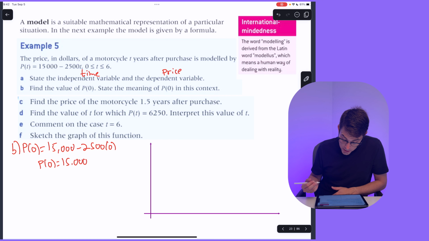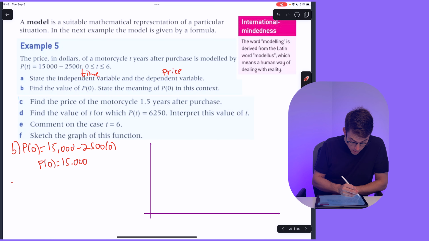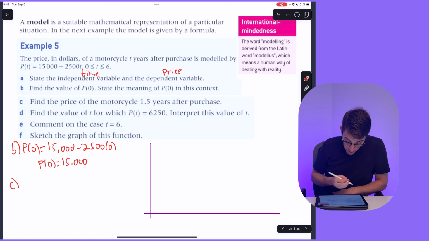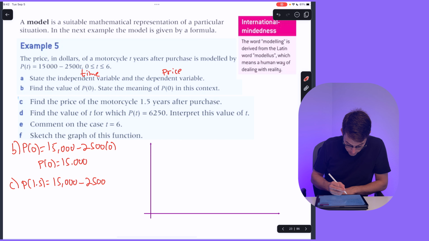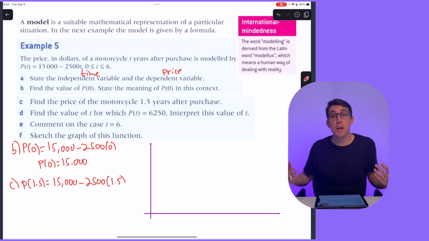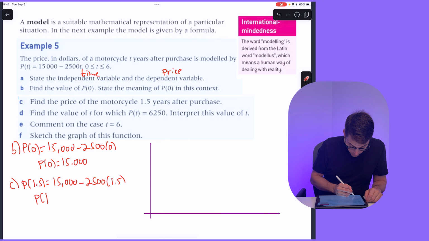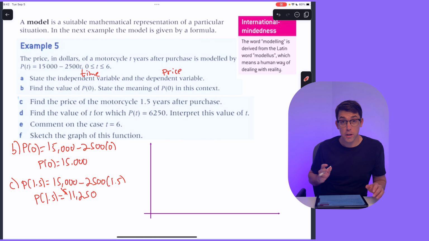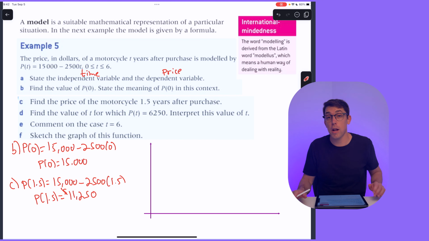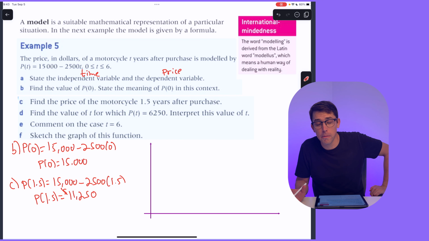Now let's find the price of the motorcycle 1.5 years after purchase. Maybe you bought in the summer, you went through a whole year, and now it's the following winter, after a year and a half. So I would just plug in: P of 1.5 is equal to 15,000 minus 2,500 times 1.5. On your calculator, you're going to find that the price after 1.5 years is going to be $11,250. That's what the motorcycle is worth after a year and a half have gone by, about 18 months. Not about, it is 18 months, 1.5 years.